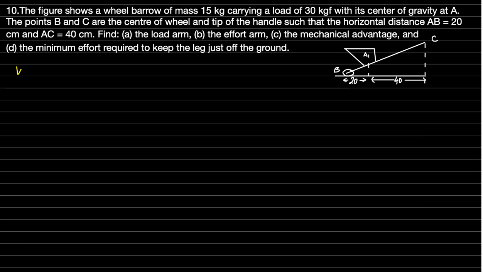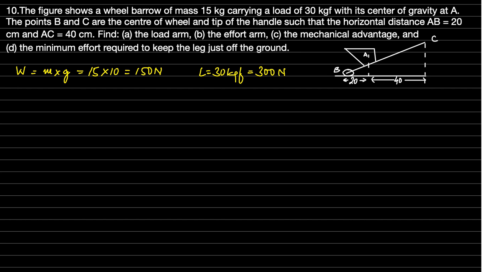So weight of the wheelbarrow will be equal to mass into acceleration due to gravity. So the mass happens to be 15, into acceleration due to gravity, which happens to be 10. So we get this as 150 newtons. And the load inside the barrow is 30 kgf. So when we convert kgf to newtons, we get this as 300 newtons.